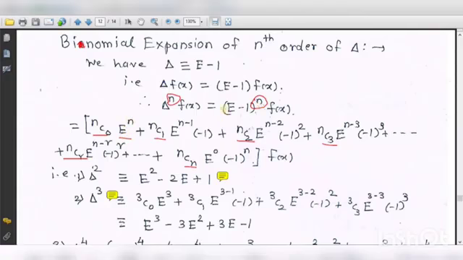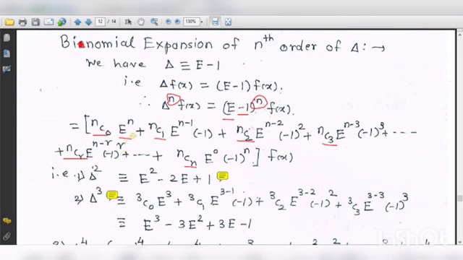Here E is my first term, and the first term of this expansion contains the maximum power of E, that is n. In the next term, it is decreased by 1, that is n minus 1. Then in the next term, again decreased by 1, that is E raised to n minus 2, and so on. So in this formula, powers of E go on decreasing, whereas for the powers of minus 1, I will consider the minus sign along with it, because it matters a lot: due to the negative sign, you will get alternate positive and negative signs.